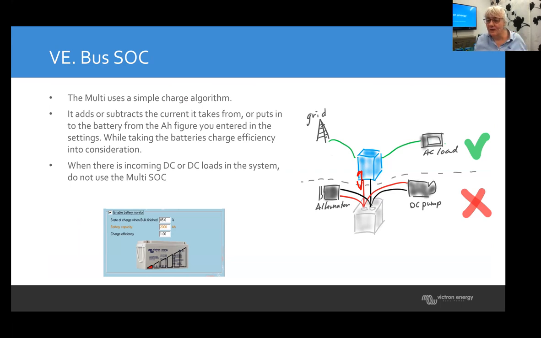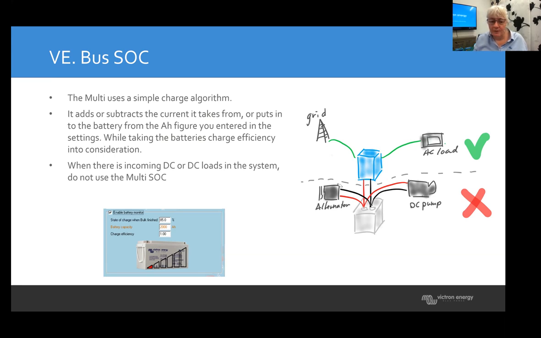But, and I'm saying but, it will miss anything that's DC, because it only really looks at what it itself puts in and out of the battery. It doesn't communicate with, let's say, your DC load, with your alternator, all the other things. This is all missed. So it's a really good state of charge and inexpensive because the Multi is built in, but it misses things. So if you have a big DC system, always put a battery monitor in. That's really just non-negotiable in a way.